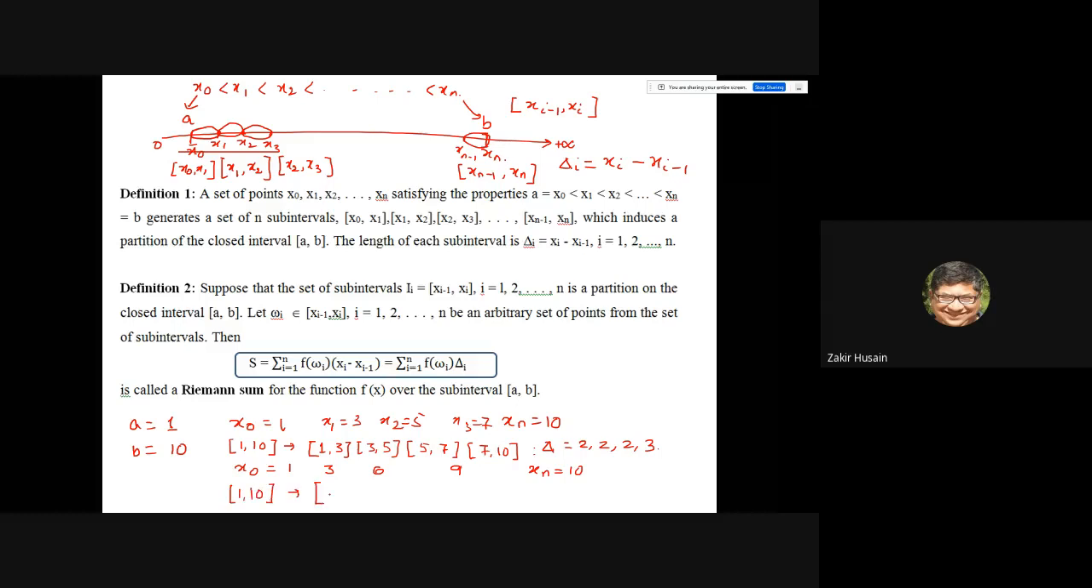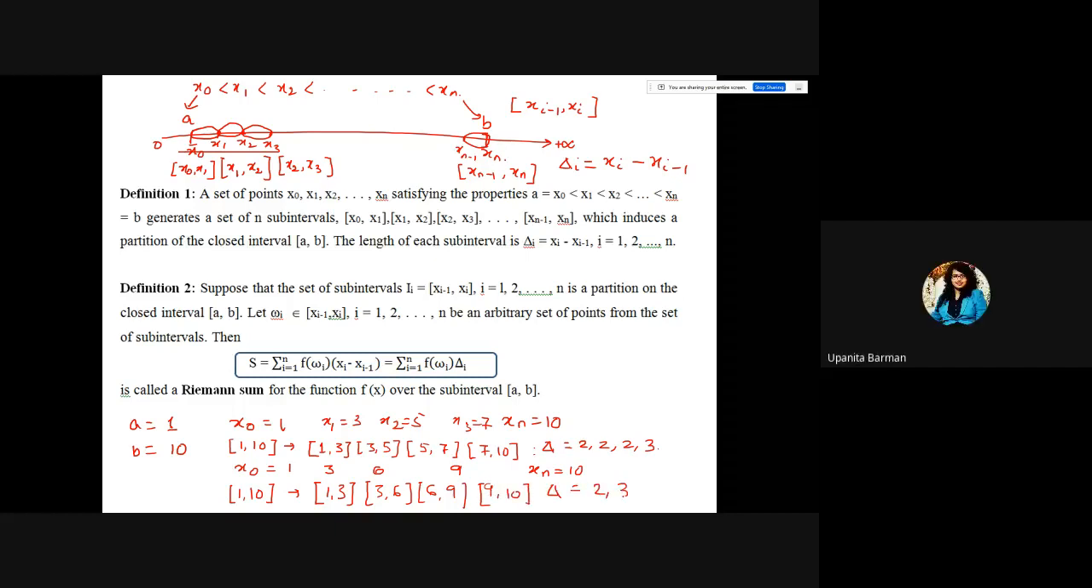What is the first subinterval? 1 and 3. 3 and 6. 6 and 9. 9 and 10. Okay, and what are the gaps? So 2, 3, 3, 1.